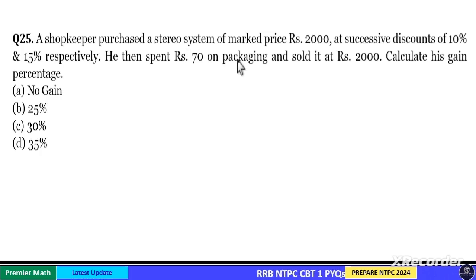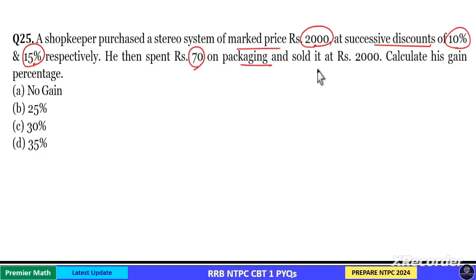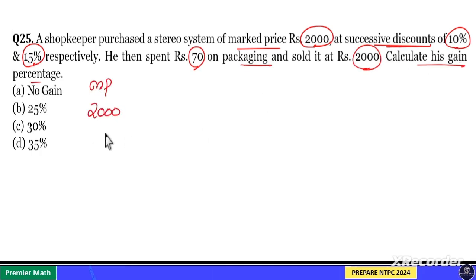A shopkeeper purchased a stereo system of marked price rupees 2000 at successive discounts of 10% and 15% respectively. He then spent rupees 70 on packaging and sold it at rupees 2000. Calculate his gain percentage. Here the marked price of the stereo system is 2000 rupees. First discount is 10%. So 10% of 2000 is 200. 2000 minus 200 is 1800.